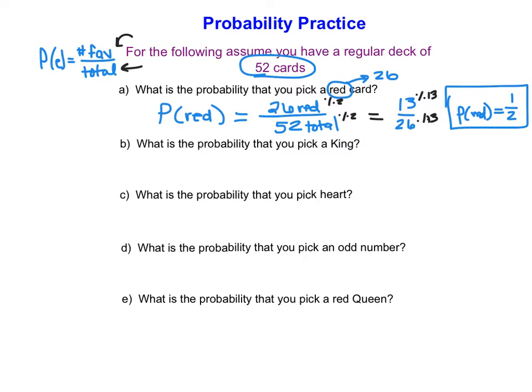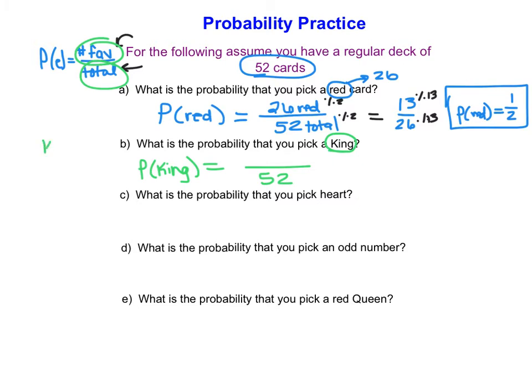It says, what is the probability that you pick a king? So the probability of a king. So again, I need favorable over total. Well, I know my total is 52. Then I have to think about how many kings are in a deck of cards.